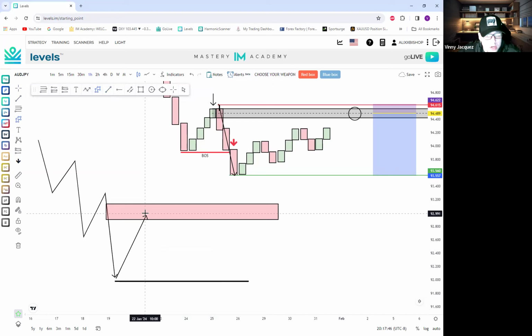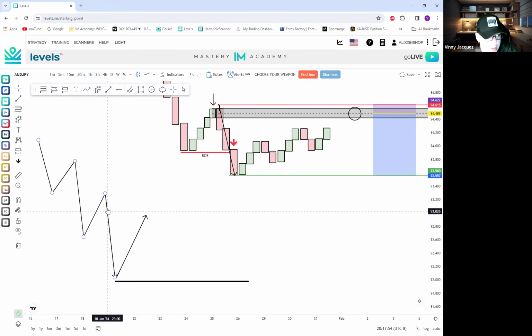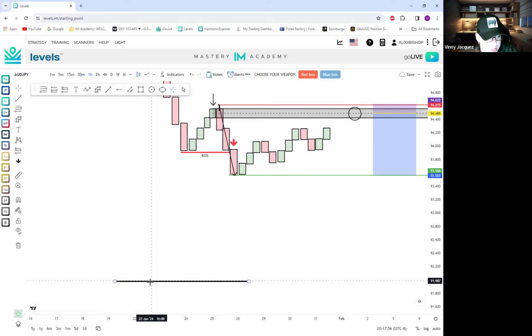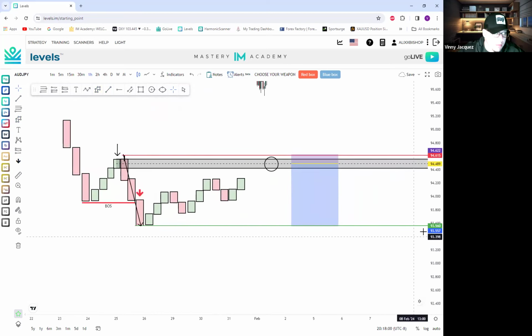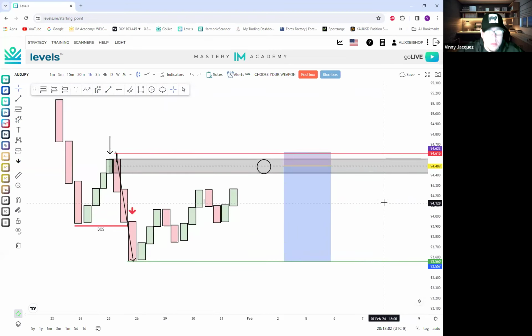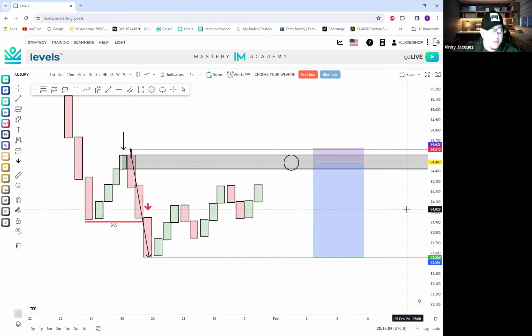Let the market come to our zone and let it smack TP. Right? Does that make sense? Give me a one if that makes sense. Give me a question mark if you're confused. I know I repeated myself three or four times, but I just want you guys to understand. Awesome. Cool. We're good. Let's continue.